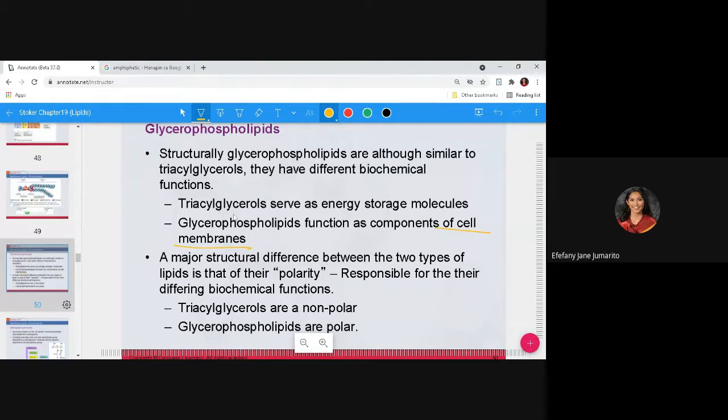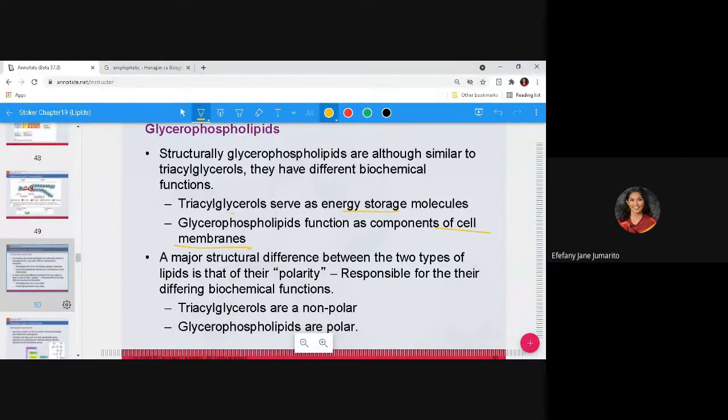Your triacylglycerol serves as your energy storage. Just like your carbohydrates, glycogen serves as energy storage also. But your glycogen and carbohydrates can only give you energy for one day without eating, whereas your triacylglycerol can store energy for a month.